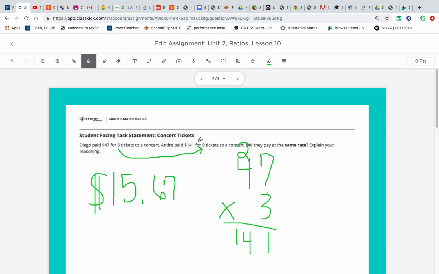So this is just an example where, even though we do want you to be comfortable finding the rate for one ticket, sometimes there's an even easier way depending on the numbers and the situation. All right.